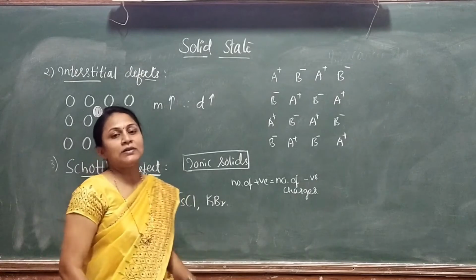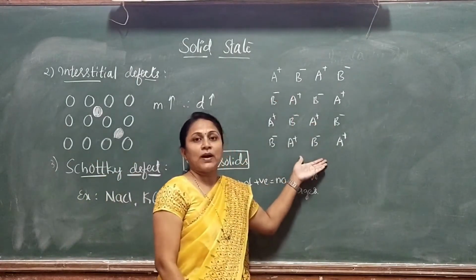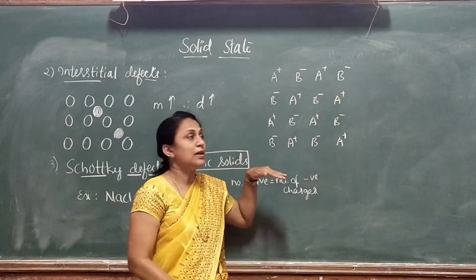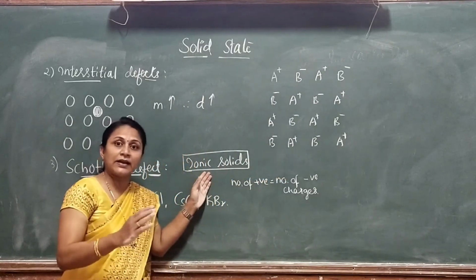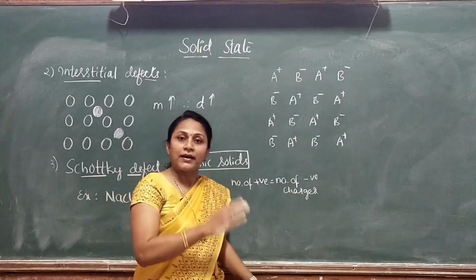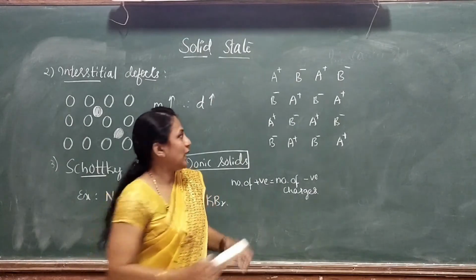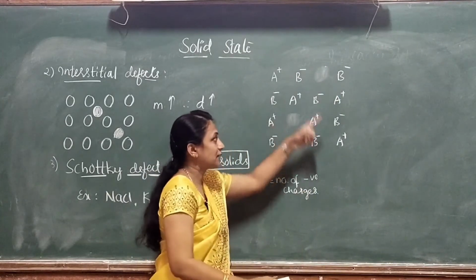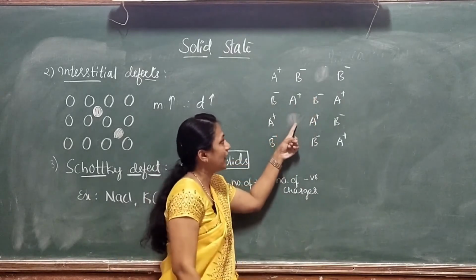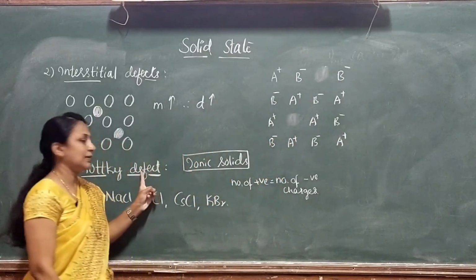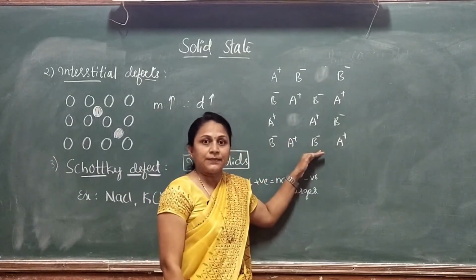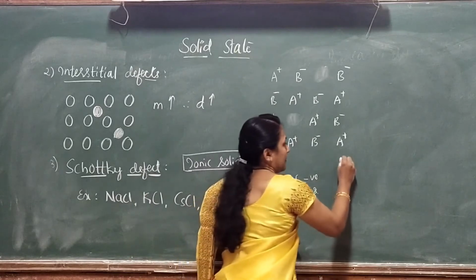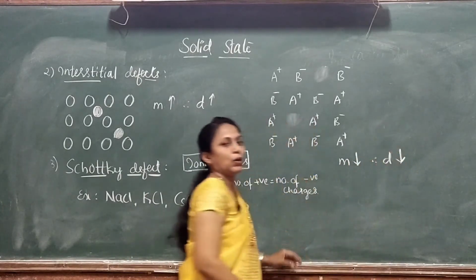In Schottky defect, some ions are missing. See, I have considered one ionic crystal. Positive ion, negative ion, positive ion and negative ion. These are orderly arranged. Here some ions are missing, and ionic crystals are electrically neutral. So number of missing cations must be equal to number of missing anions. Then such defect, where one positive ion is missing and one negative ion is missing, is known as Schottky defect. About the density, here volume is same but mass decreases, therefore the density also decreases.